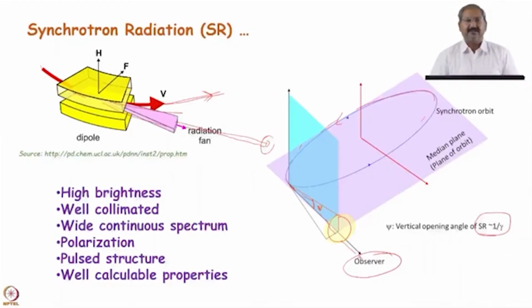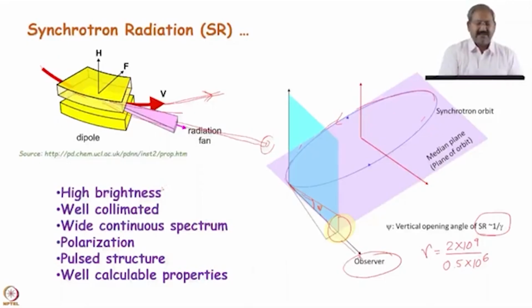Now suppose we are using a 2 GeV electron beam. 2 GeV means gamma will be 2 into 10 raised to 9, divided by the rest mass energy of the electron, that is 0.5 into 10 raised to 6. So it will be 4000. So the opening angle will be 1 by 4000 radian. So very small opening angle, means it is a very collimated beam.